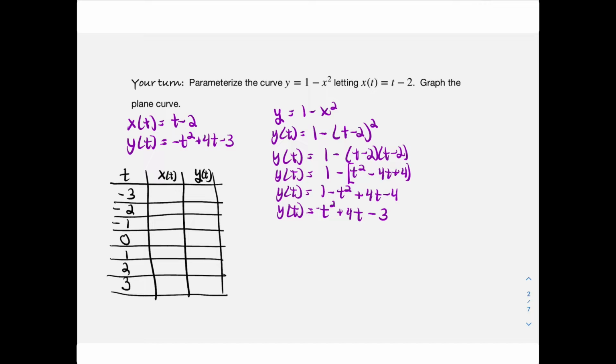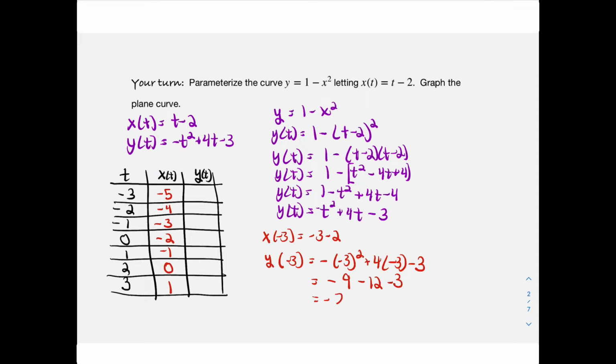So this time plugging in negative 3 in place of every t in our x function, I get negative 5. Then plugging in negative 2 yields negative 4. Okay, next I'm going to go to my y function, replace every t with these values. So for our first one, we're going to replace every t with negative 3. So negative 3 squared is 9. 9 times a negative is negative 9. Plus 4 times negative 3 is negative 12 minus 3, which gives us negative 24.